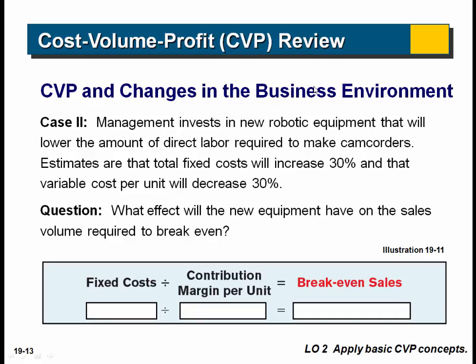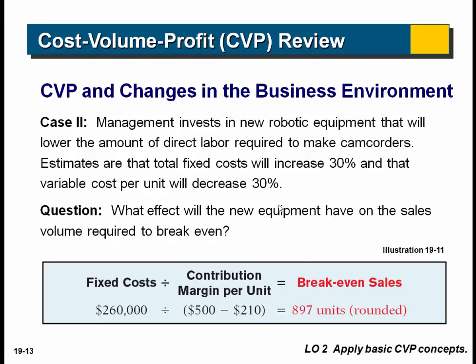Management invested in new robotic equipment that will lower the amount of direct labor required to make camcorders. Estimates are that the total fixed costs will increase 30% and the variable cost per unit will decrease 30%. So what happens? It's kind of a hard one, right? It says fixed cost will increase 30%, so you know that's going to go from 200 to 260. And variable costs are going to go down 30%, so it's going to go from 300 to 210, so that's 30%. And it says that their break even went down 103 units.